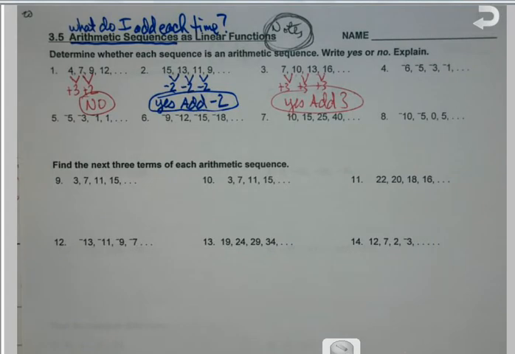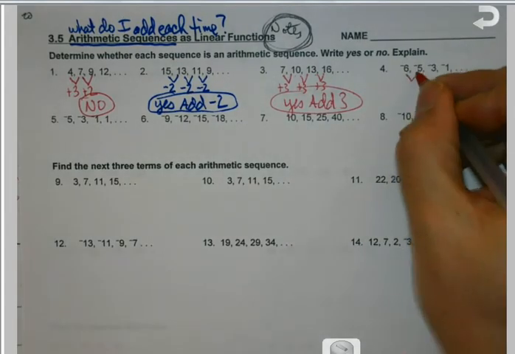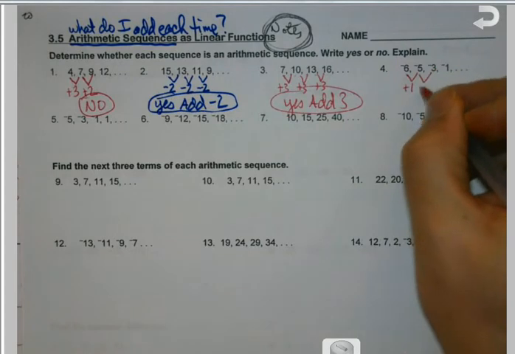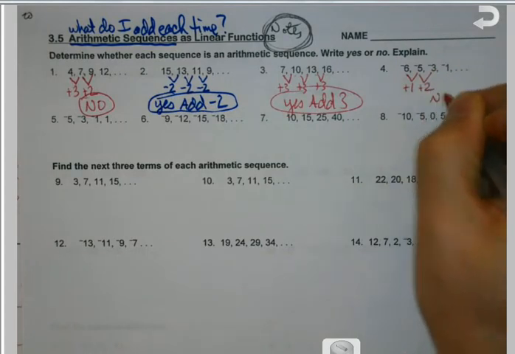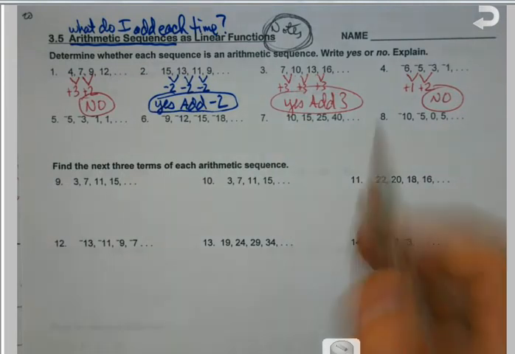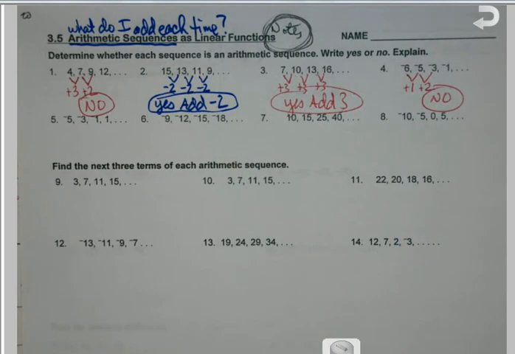So what about number 4? That's no. That's no, because as I'm going here, I add 1, but then to get from negative 5 to negative 3, I add 2. As soon as they change at all, it's no, and I'm done. But again, you've noticed here it can be a positive number I add, it can be a negative number that I add, but it's got to be consistent.